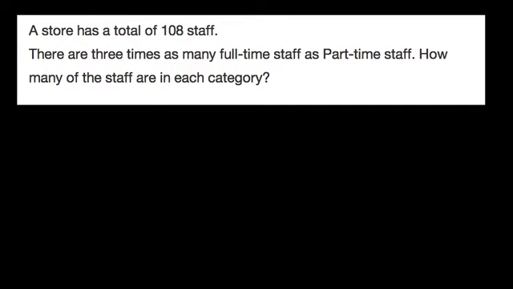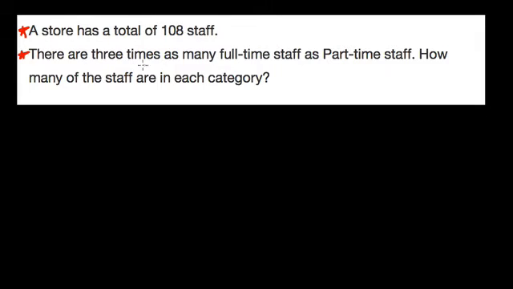Okay, so here we have a question that relates to what's typically referred to as a system of equations. At least that's how I'm going to deal with this. That just means that we're given two relationships, right? And they're right here. We examine them together in a system, and we're able to solve them. We're told that a store has a total of 108 staff members, or people working there.